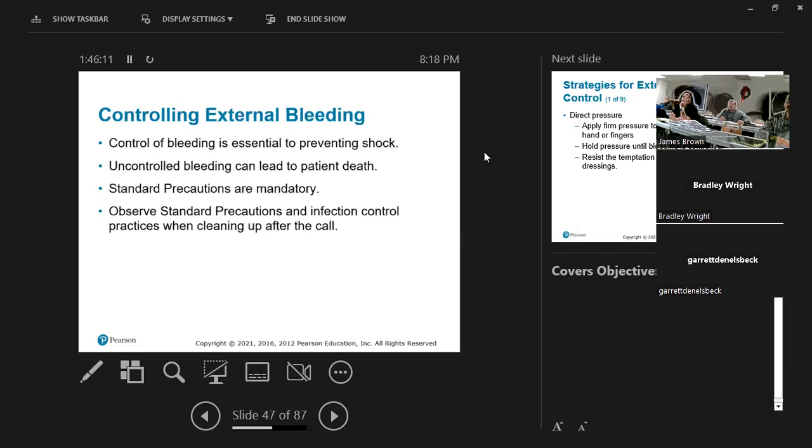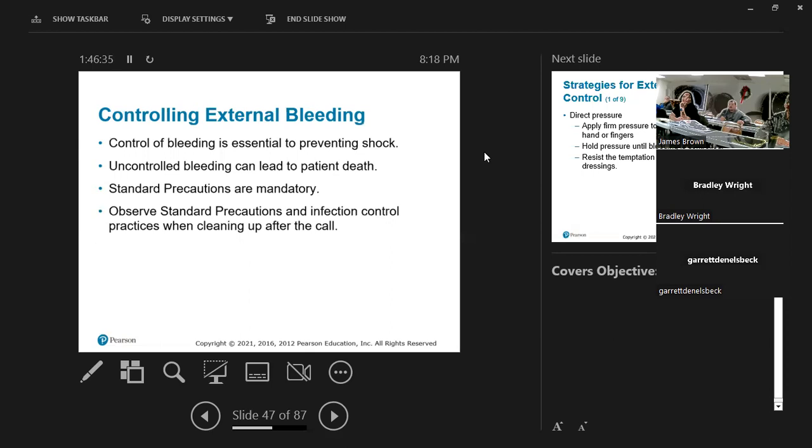Controlling external bleeding is essential for preventing shock. How do you prevent or fix shock? By fixing what was broken before. Shock is a symptom. It's a very nerve-wracking symptom that you have to fix, but the way that you fix it is by fixing the initial problem.